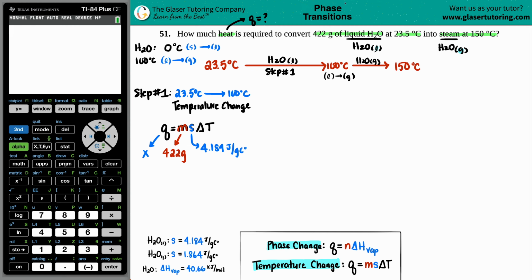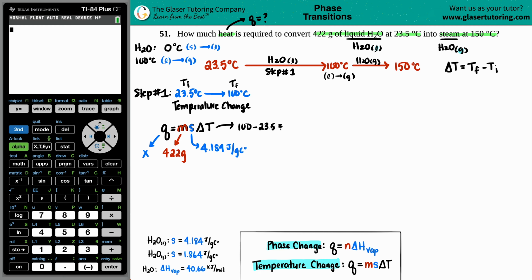Okay? And now the delta T has its own formula within a formula. Maybe I could write it over here. Delta T, remember, that's always the final temperature minus the initial temperature. And remember, in this step, we're only going from 23.5 degrees Celsius to 100. So the initial, TI, was 23.5. The final, TF, was 100. So if it's final minus initial, it's 100 minus 23.5.